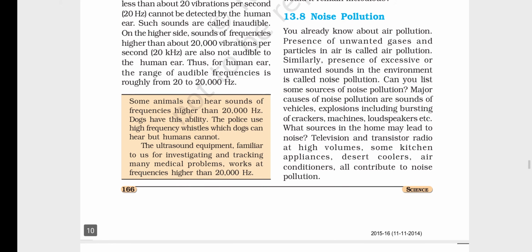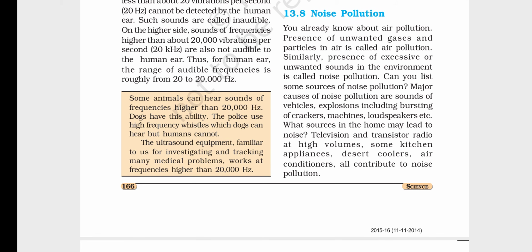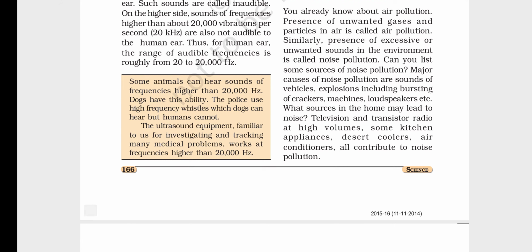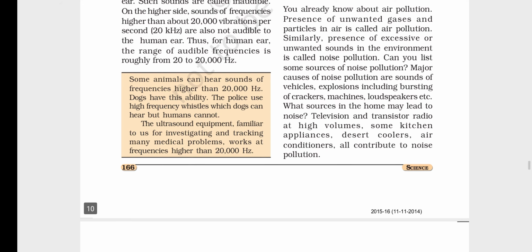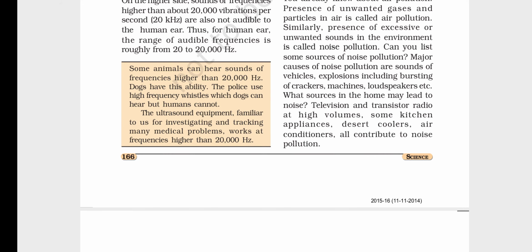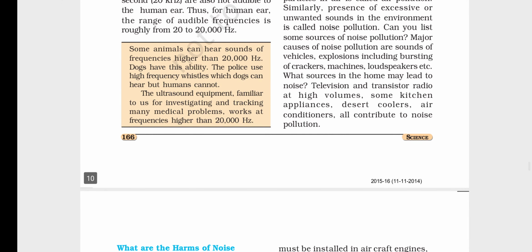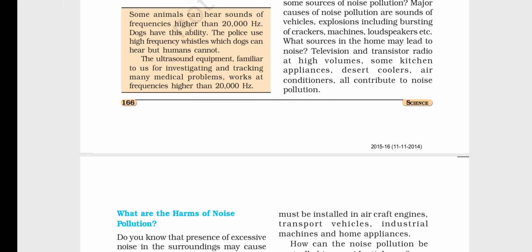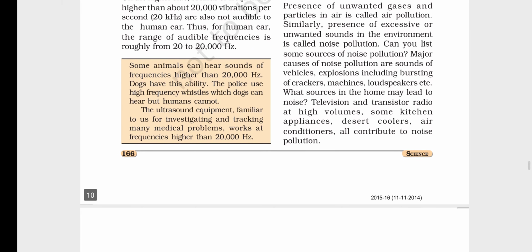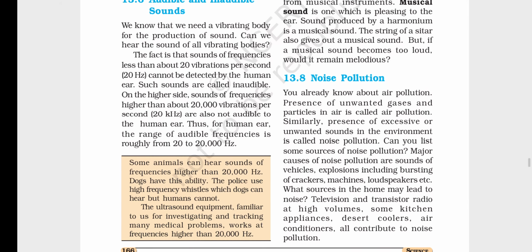On the other side, sounds of frequency higher than 20,000 vibrations per second are also not audible to the human ear. Thus, for the human ear, the range of audible frequency is roughly from 20 to 20,000 hertz. Some animals can hear sounds of frequencies higher than 20,000 hertz. Dogs have this ability. The police use high frequency whistles which dogs can hear but humans cannot. The ultrasound equipment familiar to us for investigating and tracking many medical problems works at frequencies higher than 20,000 hertz.